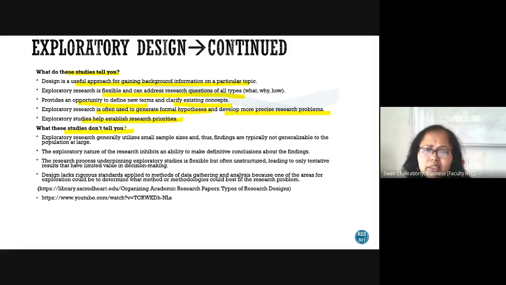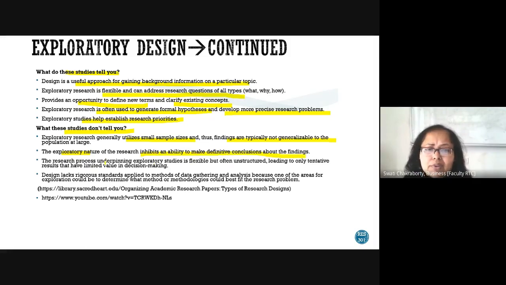What these studies don't tell us: it generally uses very small sample sizes, and so the findings are typically not generalizable to a population at large. So the sample size is less, and the exploratory nature of this type of research prohibits an ability to make definite conclusions about the findings.